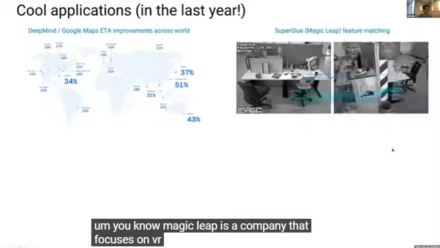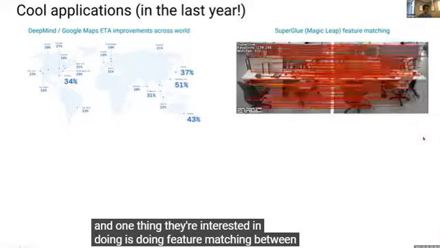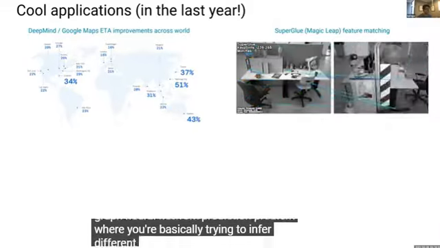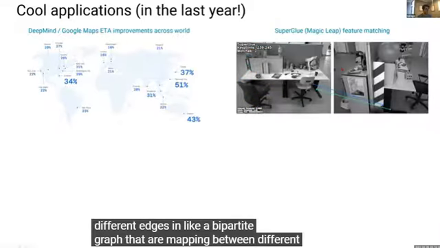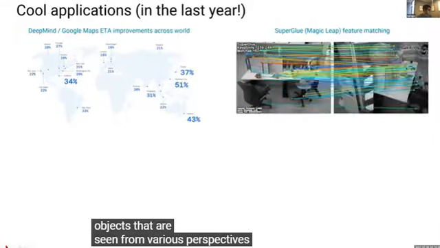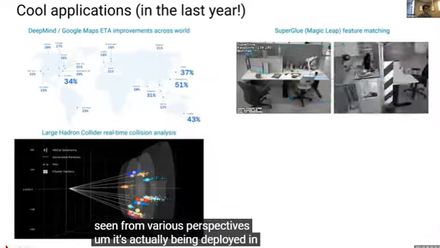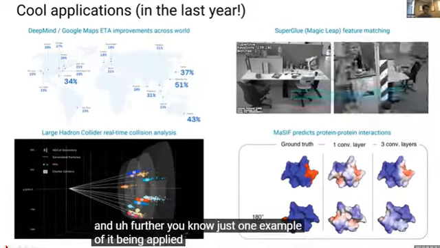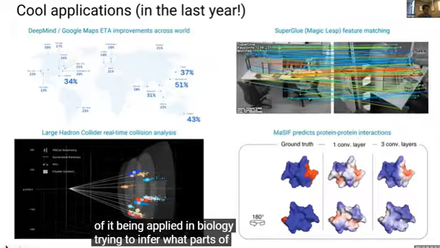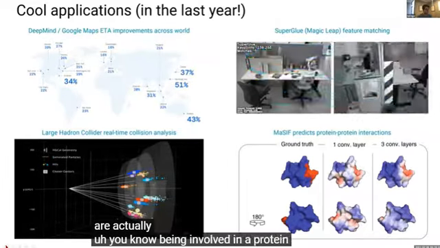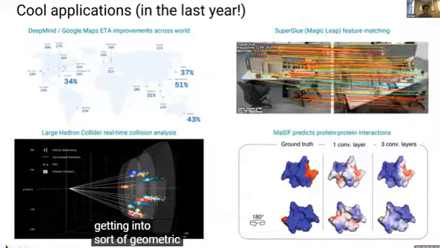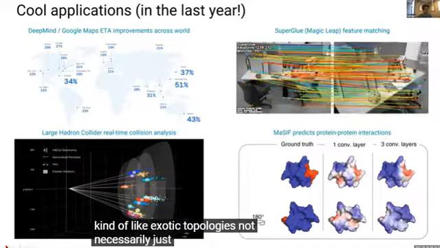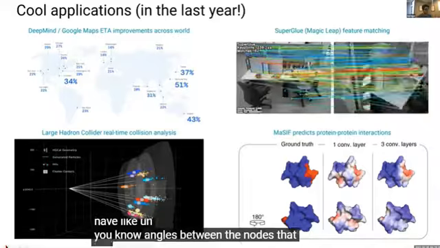Magic Leap is a company that focuses on VR. One thing they're interested in doing is feature matching between different perspectives. You can treat that as a graph neural network prediction problem where you're trying to infer different edges in a bipartite graph that map between different objects seen from various perspectives. It's also being deployed in the Large Hadron Collider to do analysis on billions of particles now. And further, one example of it being applied in biology is trying to infer what parts of a protein are involved in a protein-protein interaction. This is getting into geometric deep learning, which thinks about learning over meshes and more exotic topologies, not necessarily just a graph that doesn't have explicit angles between the nodes.